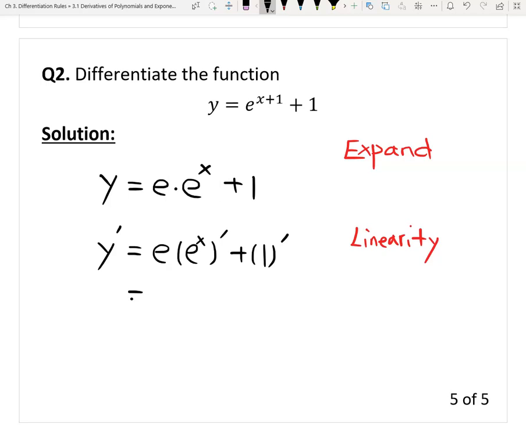And then what to do? The natural exponential is itself, right? So we have e times e raised to the x. And you know what this is? 0, right? The derivative of a constant number is 0, and we can simplify later. And this is the product rule. We take it back, so it goes back to e raised to the x plus 1 power. Ignore the 0. This is the result.